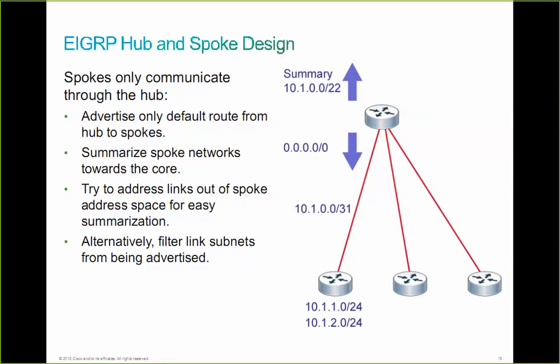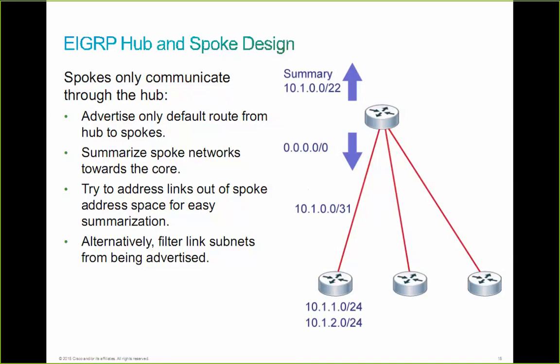All right. Let's see. If you can't use /31s here, or you can't include on the link a network that's part of the summary or part of the subnets that are part of the spoke, then maybe use distribute lists or filters to filter subnets from being advertised back to the core that are not necessary. Right. All right.